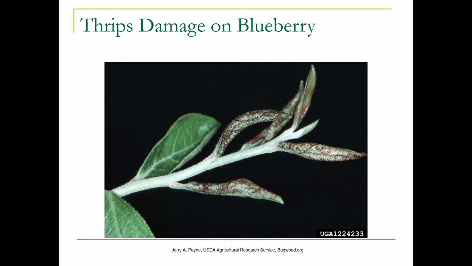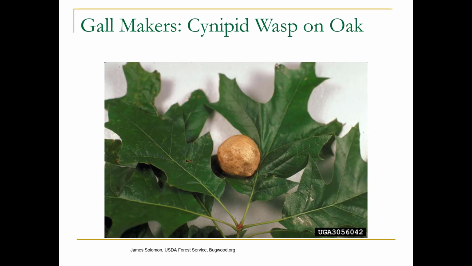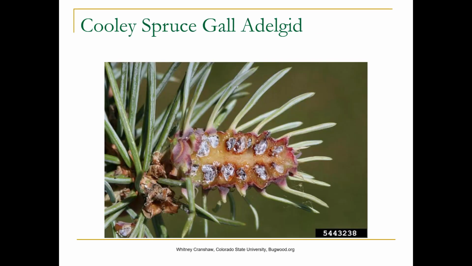Okay, so here's the distorted damage on blueberry from thrips. Here's some distorted growth from aphids. Here's what this gall looks like on oaks. Here's the slice of a Cooley spruce gall adelgid, and you can actually see the insect in there. But what happens is it looks like it's a cone almost. As it ages, it turns brown. It almost looks like a cone.